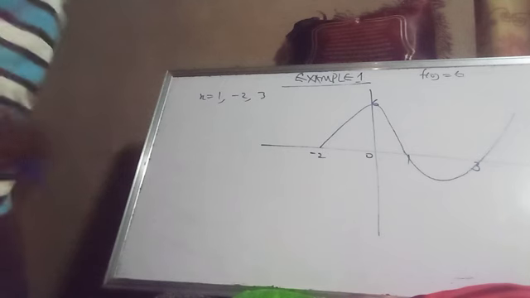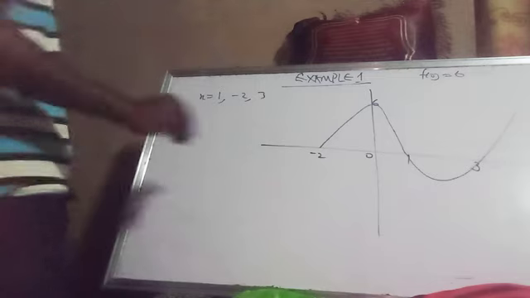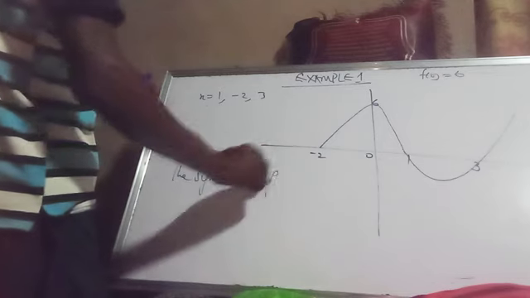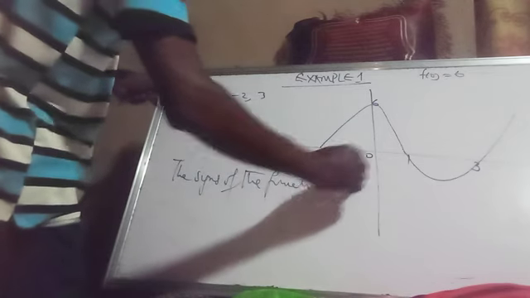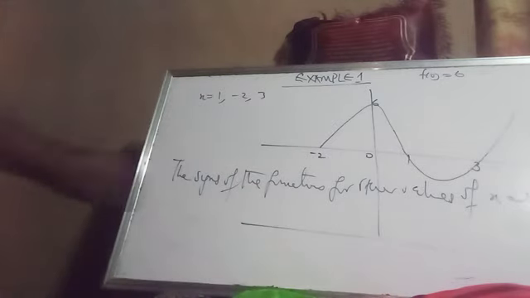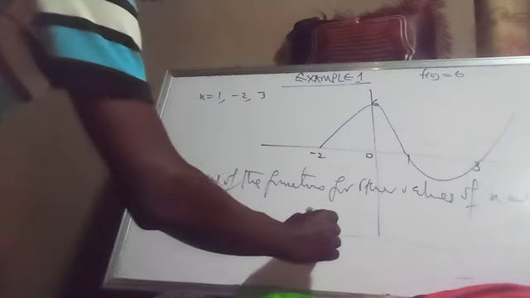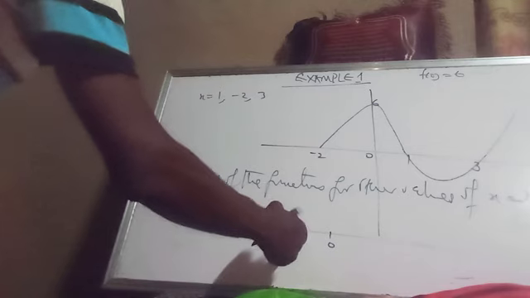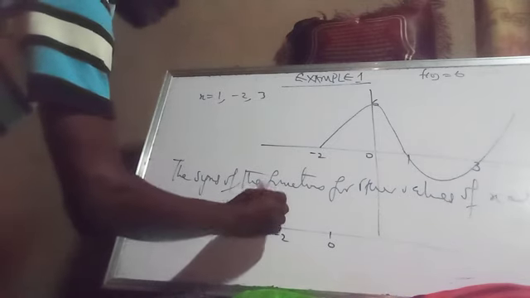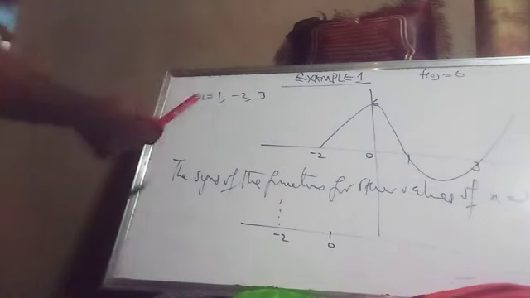Now, the signs of the function for other values of x. Let's look at the signs of the function. Now you can see, suppose we draw this as a point there. Now we have minus 2, we have 0, this one will be minus 1, obviously. Now we have minus 2. Let's extrapolate minus 2 up, because we already get that in the question and in the graph.